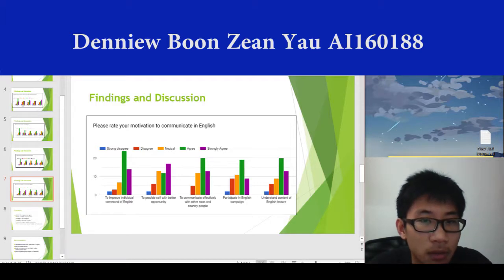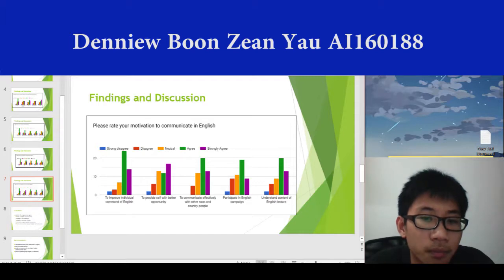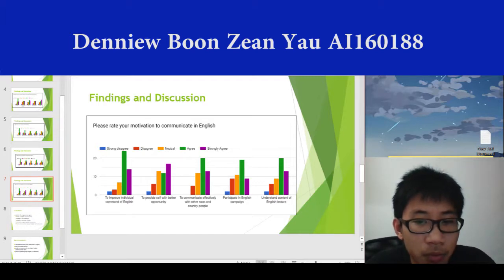This graph shows the criteria for the motivation of students to improve their English communication skills. First is to improve individual command of English. Second, to provide themselves with a better opportunity. Third, to communicate effectively with other races and other countries' people, and participate in English campaigns. Last, to understand the content of English lectures.